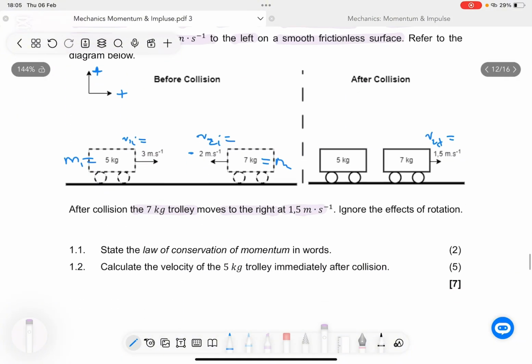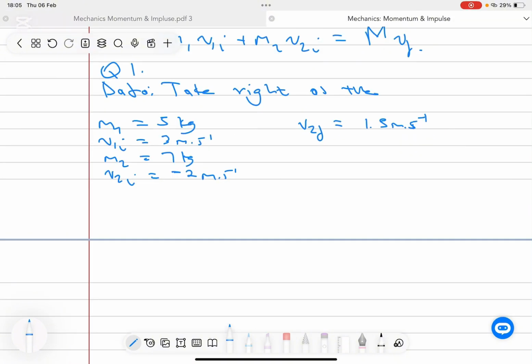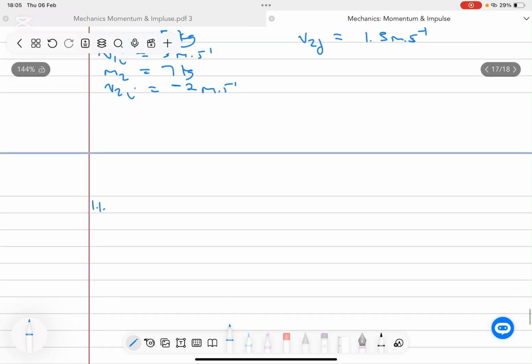Now let's answer the questions. Now we're going to A. The first question, 1.1, says to state the law of conservation of momentum in words, and that is for 2 marks. So they want us to write this law down. This is a free mark because you really have to memorize this from your notes and simply answer the question. We call this type of question a concept question. It focuses on your understanding of concepts.